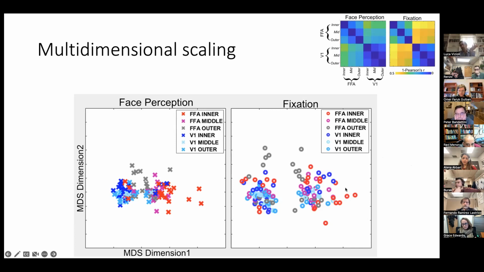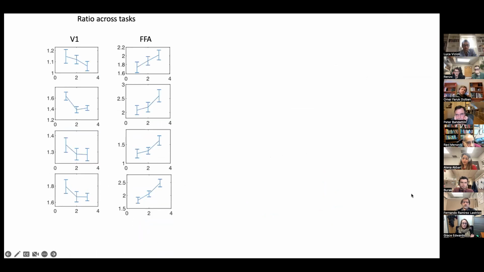The main result we can observe is that the cloud of points is a lot more sparsely distributed for the fixation than for the phase perception, indicating again that there's a larger connectivity during the phase than the fixation task. And most importantly, the most interesting result is if we look at the gray and dark blue dots, which represent the inner layers of V1 and the outer layers of FFA, that's where we see the largest shift. These gray dots get a lot closer to these blue dots down here, again describing the increasing connectivity between outer layers of FFA and inner layers of V1.